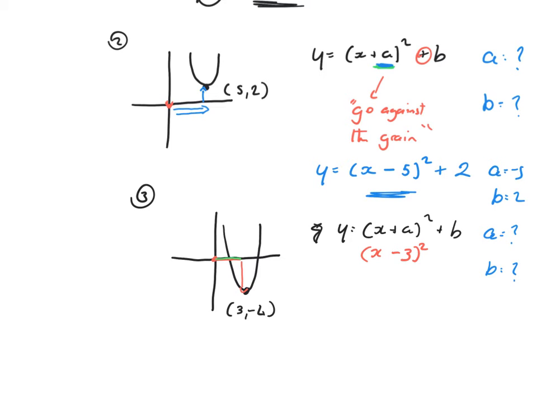Thinking counterintuitively, going against the grain. Now the plus b, remember, is the vertical shift. So the vertical shift, we think intuitively with that one, so we're moving down 4 units, minus 4. Final answer, y equals x minus 3 all squared minus 4. So that's our values for a and b. A is minus 3 and b is minus 4.